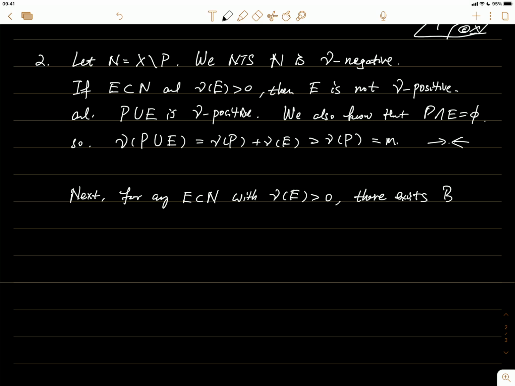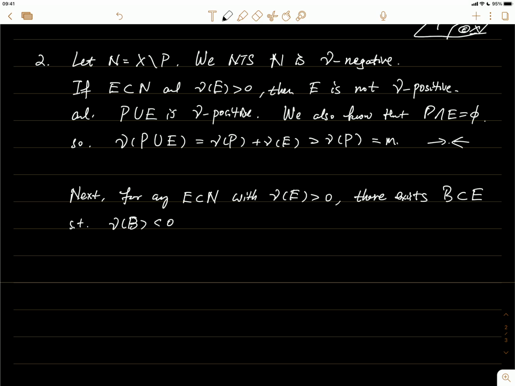Okay, because we said this E is not nu positive, even if it itself has a positive measure, that means there exists some subset of E, we call it B, and this B has a negative measure. So there exists a subset B of E such that the measure of B is negative. And the reason is, if all the subsets of E have a non-negative measure, then this E is nu positive, and that's what we just showed. That's not possible, right? So that's why there must be some subset B, which has a negative measure.